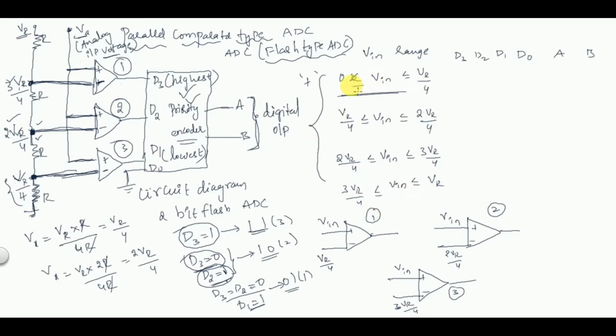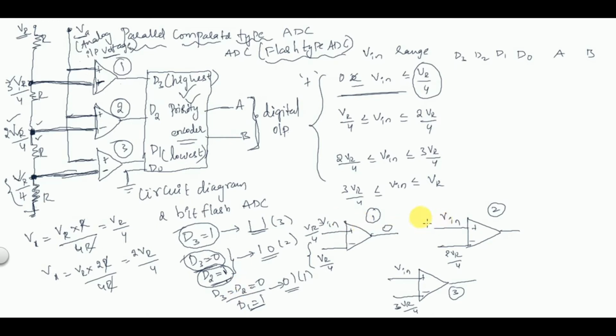Now see here, in the first range, what is the maximum value? The maximum value is VR by 4 only. So I am taking the maximum value when Vin is equal to VR by 4. So both inputs of the first comparator are the same, yes or no? When both inputs are the same, as I have told you, the output of a comparator is going to be 0.